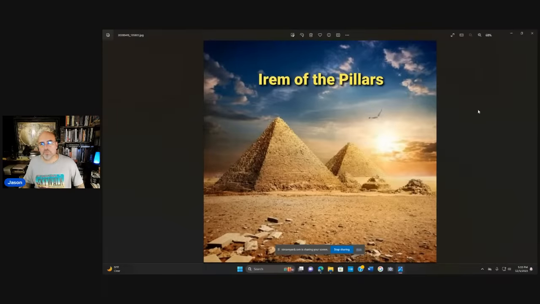The Great Pyramids are also referenced in ancient Arabic traditions. They're called Iram of the Pillars. They weren't called pyramids. It's Iram of the Pillars. Iram was supposed to be the architect of these massive structures before the flood. This is the Arabic tradition. In the Arabic traditions, the Great Pyramids were built way before the flood.